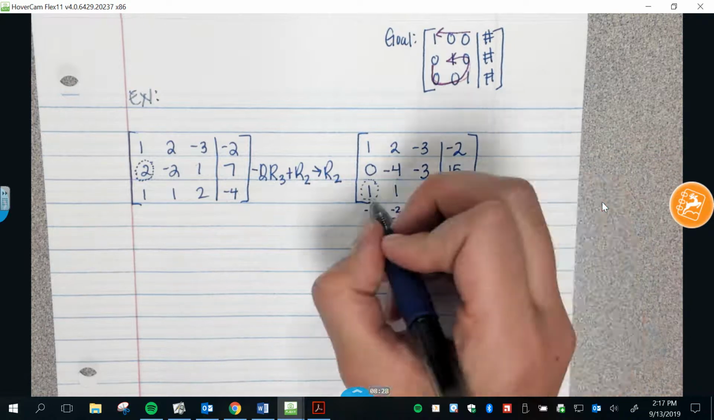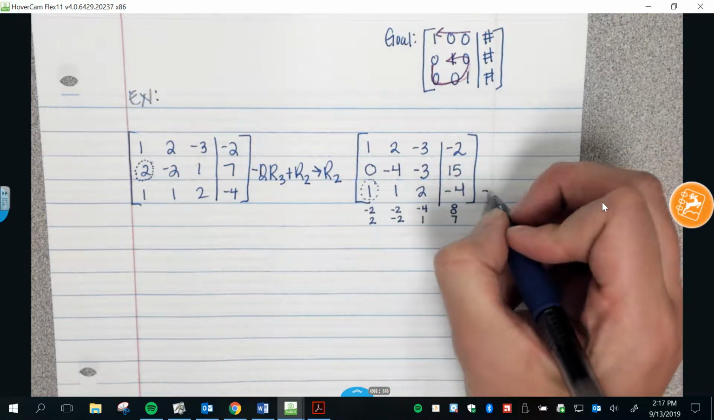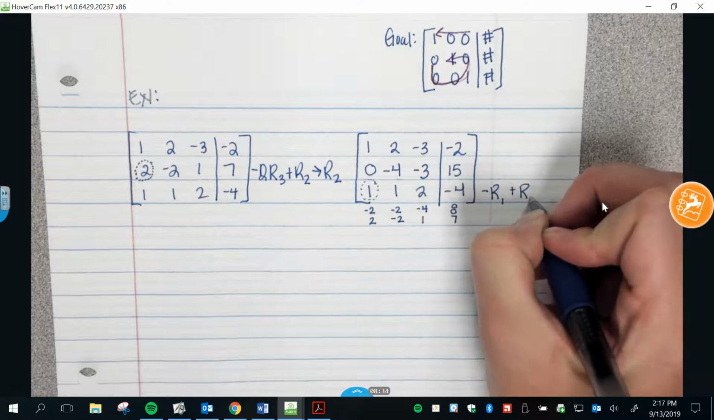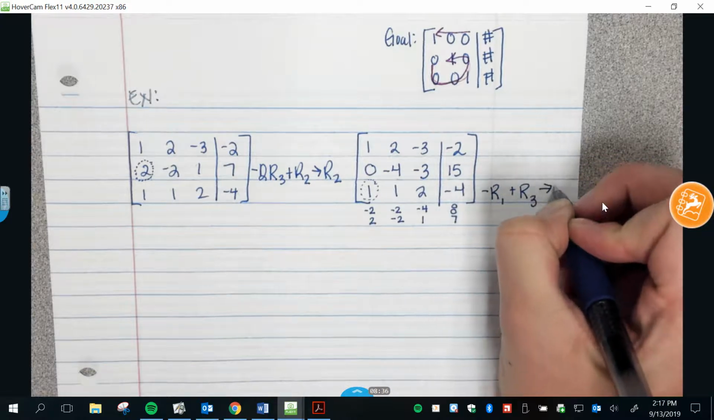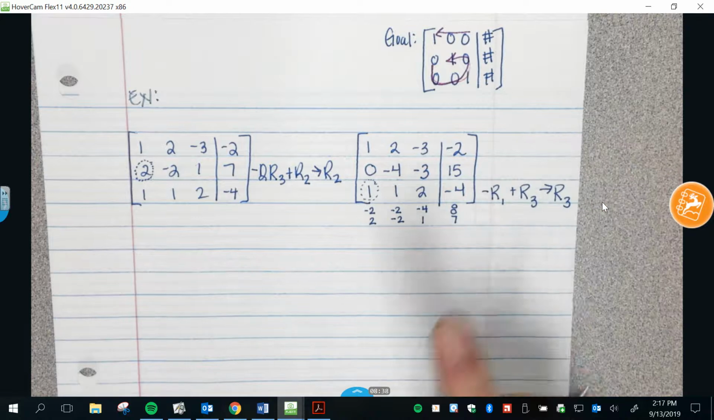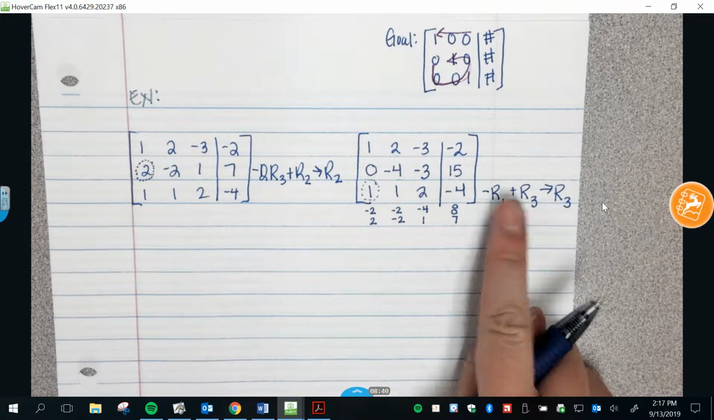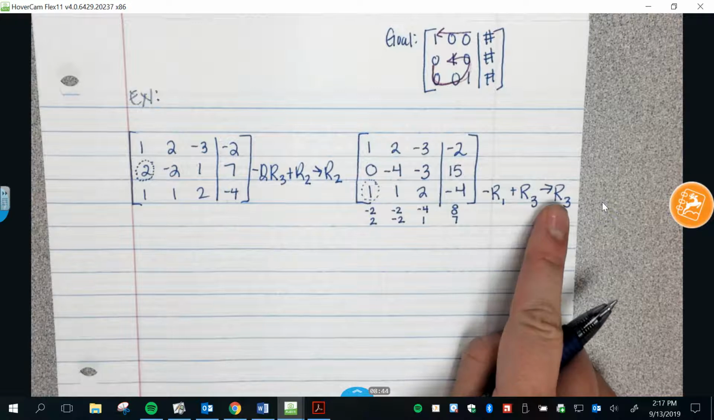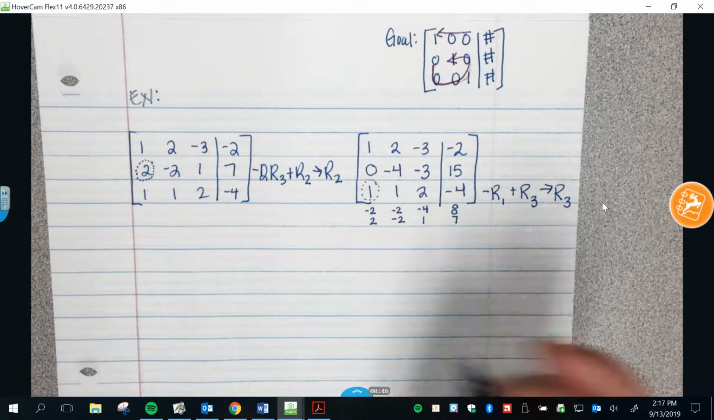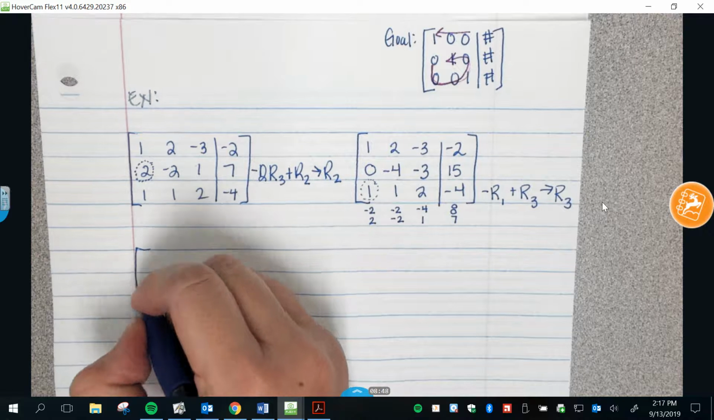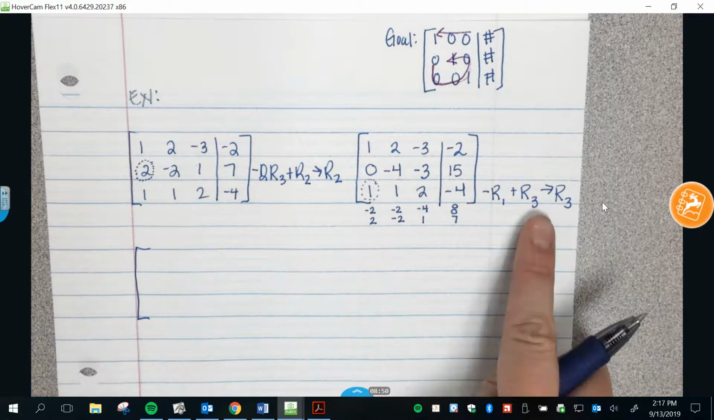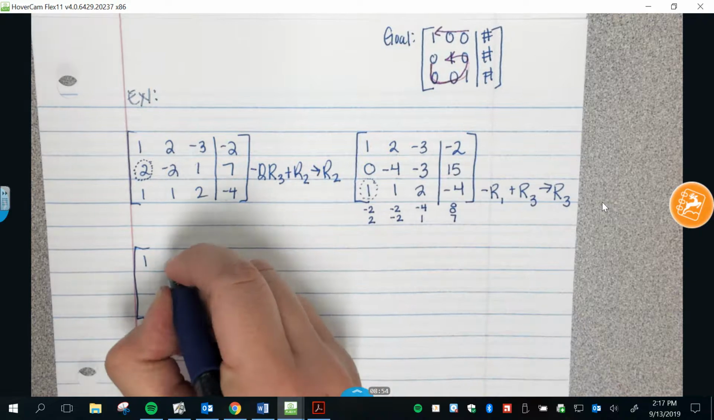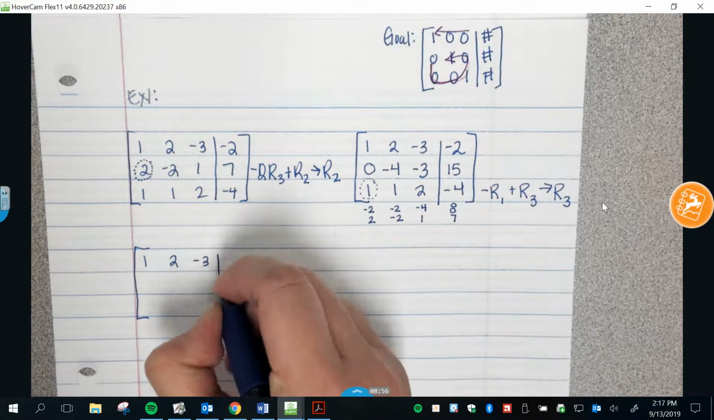Since I'm replacing row 3, I'm going to write negative row 1, or opposite row 1, plus row 3 into row 3. So I have to say what I'm doing, multiply and add, into whatever row I'm substituting in. I don't have any room, so I have to start down here. First I copy down the rows that aren't changing. That would be the first 2. I'm just going to copy those down because they are not changing.